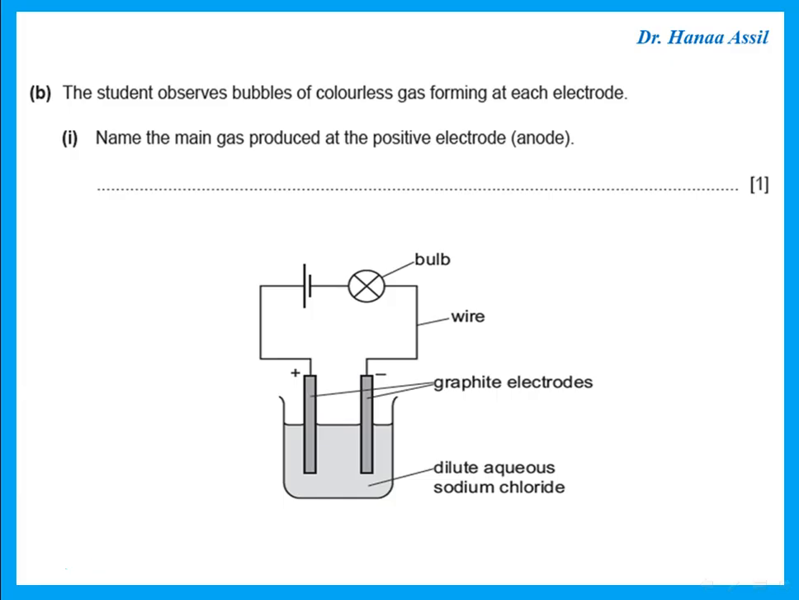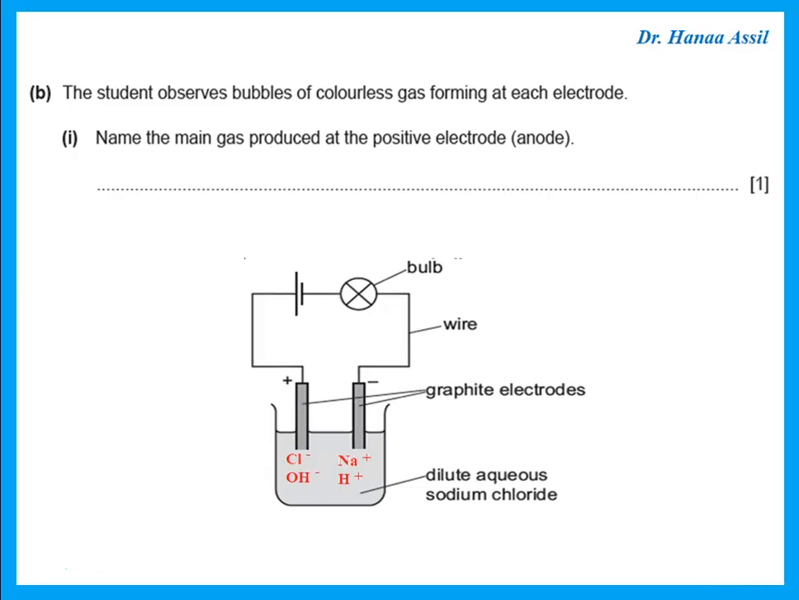Well, when I do this, I look. What is he doing? He's doing electrolysis of what? Dilute aqueous sodium chloride. So that means what kind of ions do I have? I have the ions from sodium chloride, which are Na+ and Cl-, and I have the ions from water. This is aqueous, so I have H+ and OH-. The positives go to the negative electrode, the negative ions go to the positive electrode.